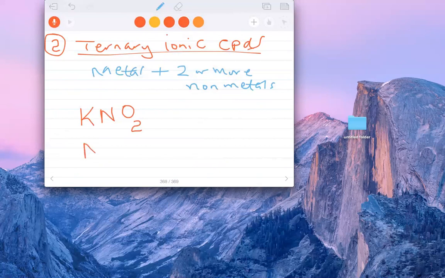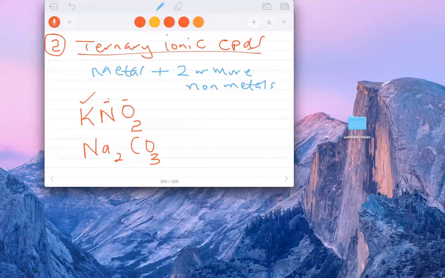I can have something like this, Na2CO3, like that. And remember, you start with a metal followed by 2 non-metals. You look, this is a non-metal, this is a metal, this is a non-metal, all right? This is a non-metal right here, and this is a non-metal right here. So that's how you classify compounds as ternary.